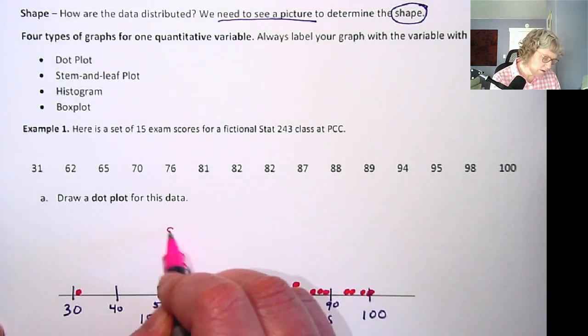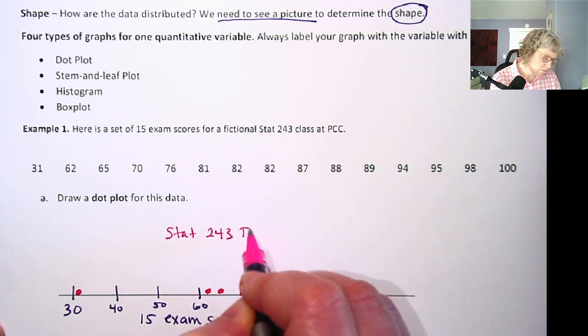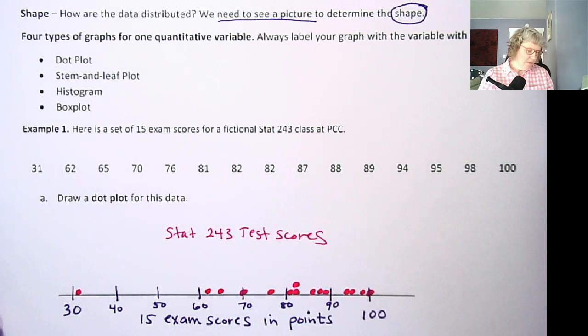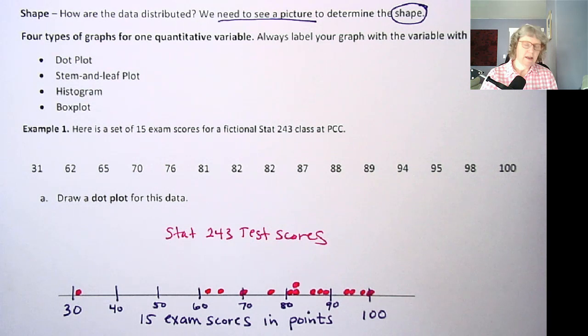And then we might also put like Stat 243 test scores. Okay, so we've got our little bit of our context, what the variable is, and what the units are. So let me write those labels down.